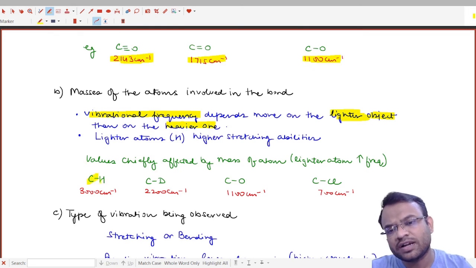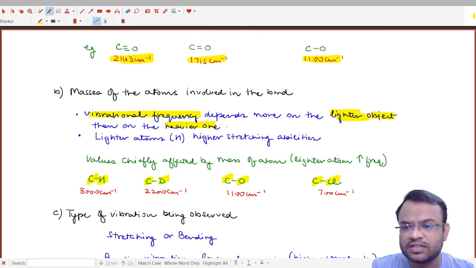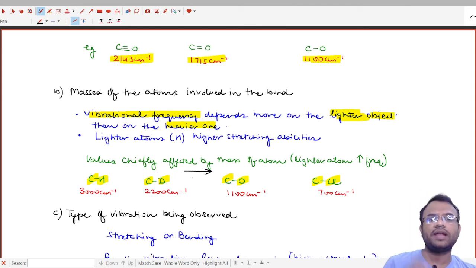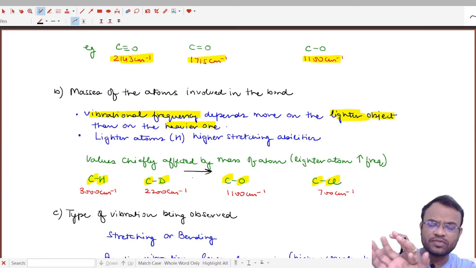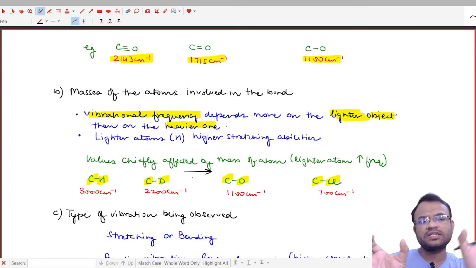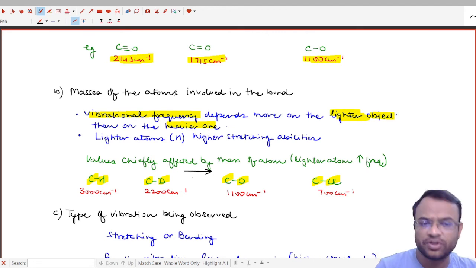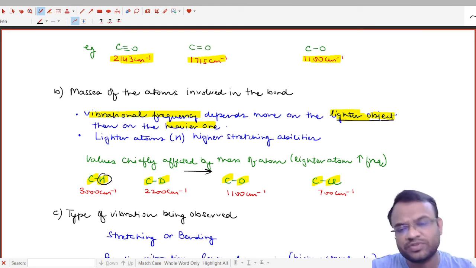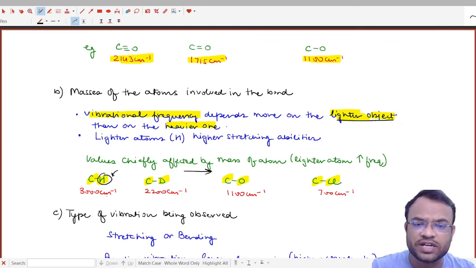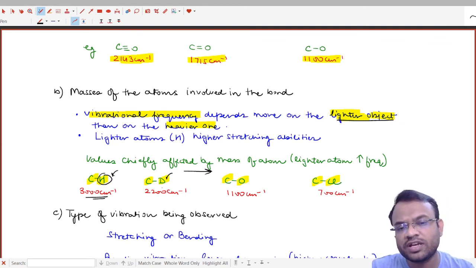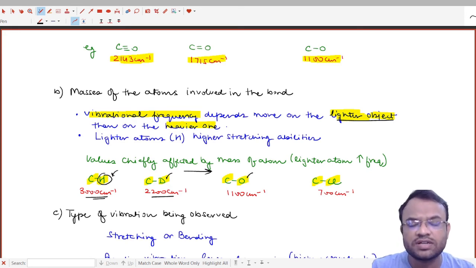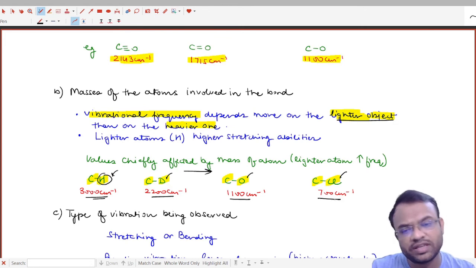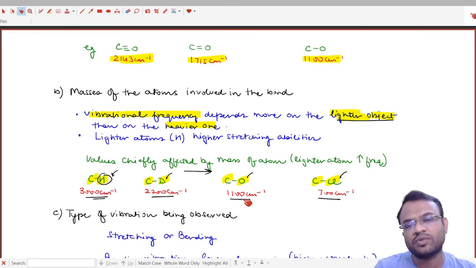Okay, if you see carbon being attached to hydrogen over here, carbon attached to deuterium, carbon attached to oxygen, carbon attached to chlorine, you can see that in this particular direction, the carbon atom is the same, but you are replacing the other atom by different atoms, for example hydrogen, deuterium, oxygen, chlorine. So as you are increasing the size, previously there was hydrogen, and I have already said that it depends upon the lighter object. So hydrogen was the lightest object, the wave number was very high. You replace it by deuterium, the size is more, wave number decreases. Oxygen, more heavier, decreased. Chlorine, more heavier, decreased. So this is the concept. Vibrational frequency depends upon the lighter object mass.